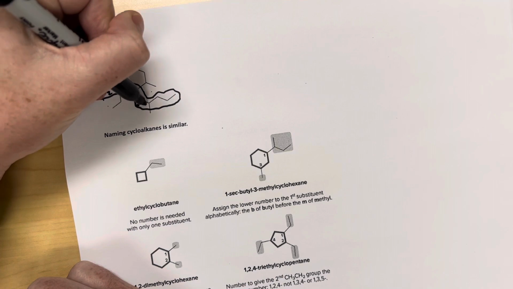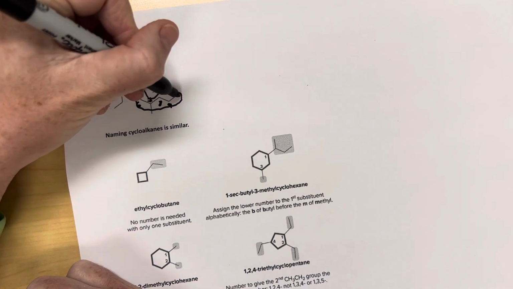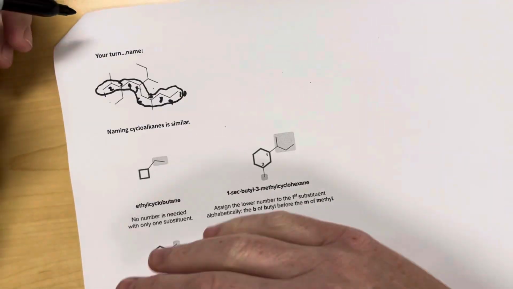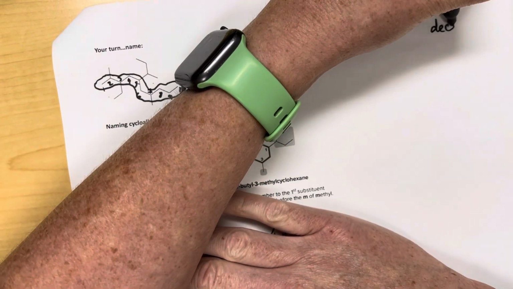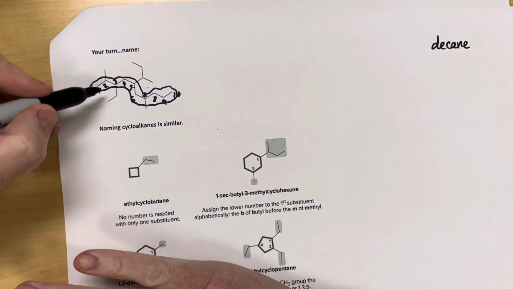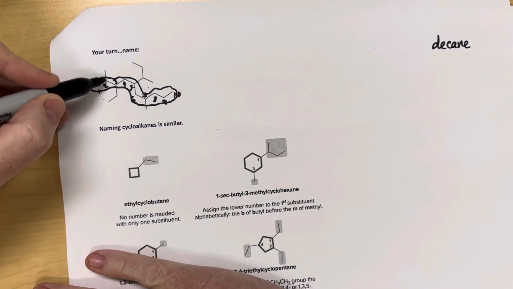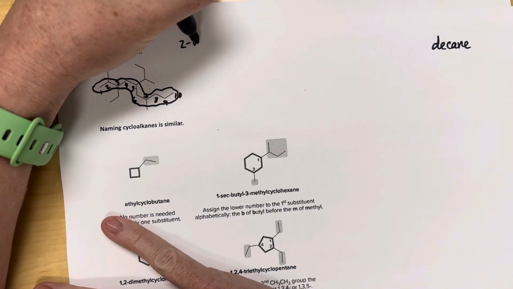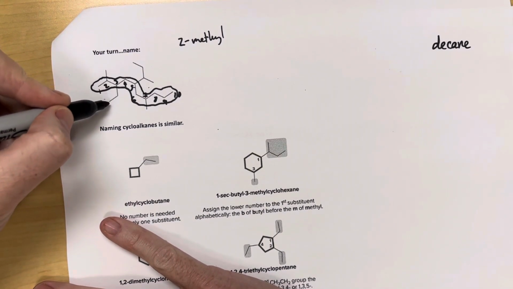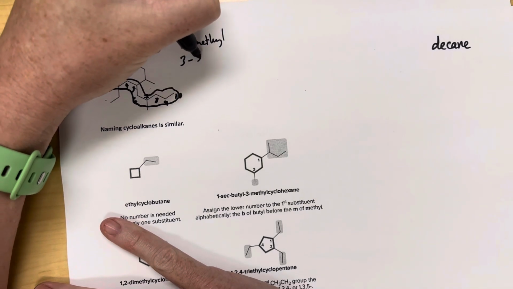5, 6, 7, 8, 9, and 10. Okay, so let's list them all out. First, we know that this is a decane. Let's write that sucker over there because we got 10. Now, let's go through each one. I see it here, we got a 2-methyl. Right here, we have a 3, it's got 2 carbons on it, so this is a 3-ethyl.